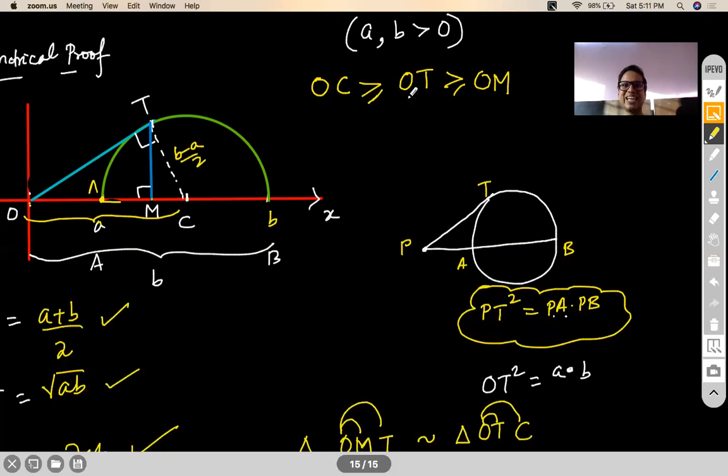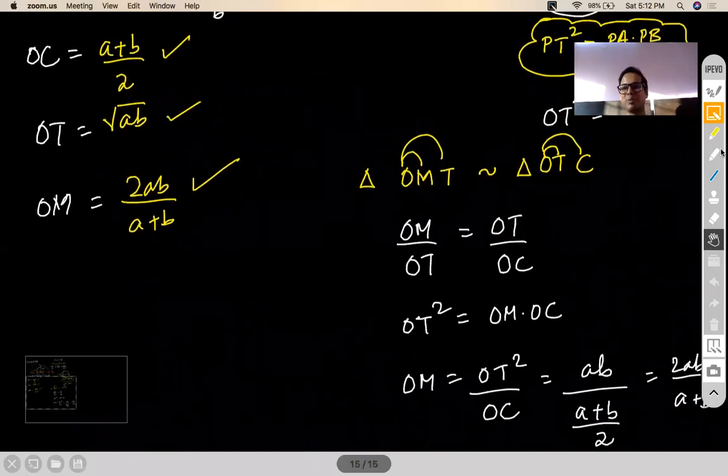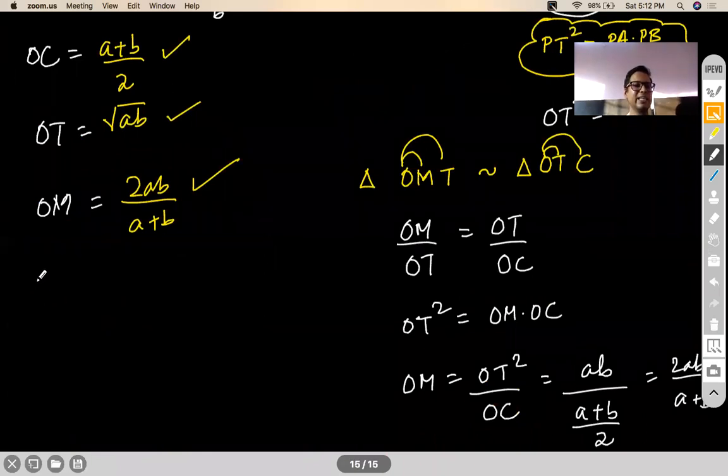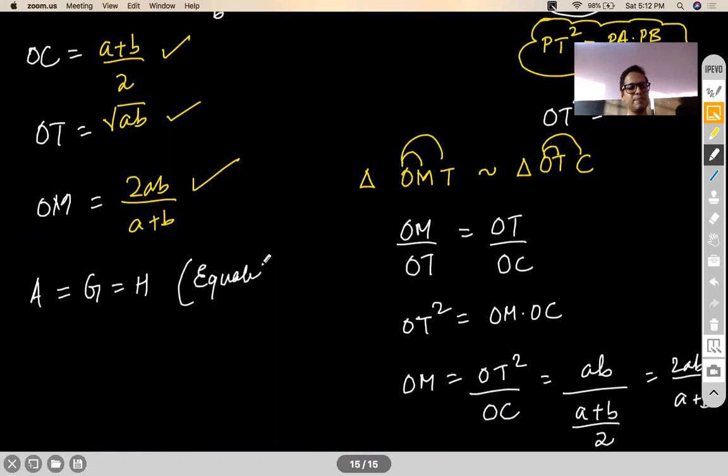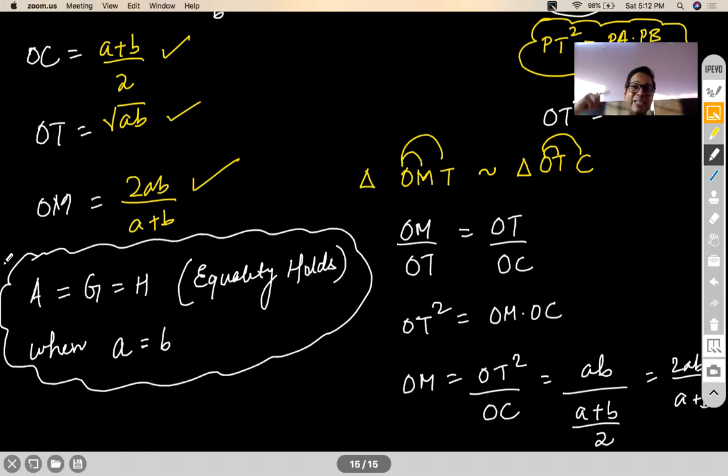So if OC is greater than or equal to OT, basically you're trying to say arithmetic mean is greater than or equal to geometric mean, and geometric mean is greater than or equal to harmonic mean. And yes, a very valid point brought about by Pranav. The equality holds when the quantities are equal. So here also, let me go back to the previous slide. When will AM be equal to GM be equal to HM? When they are all equal.